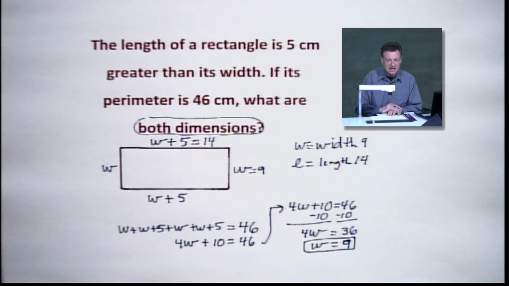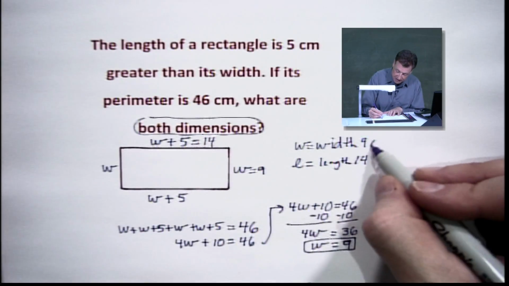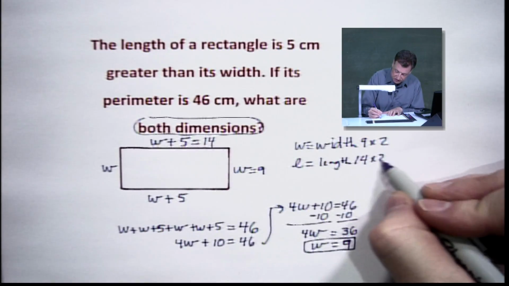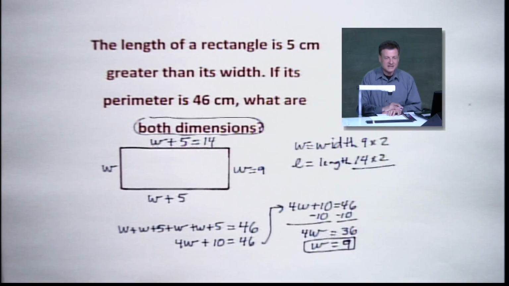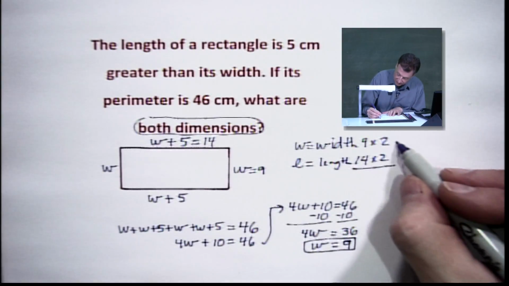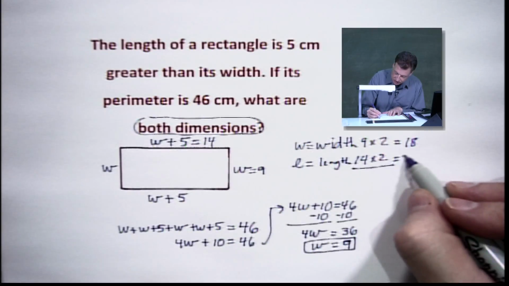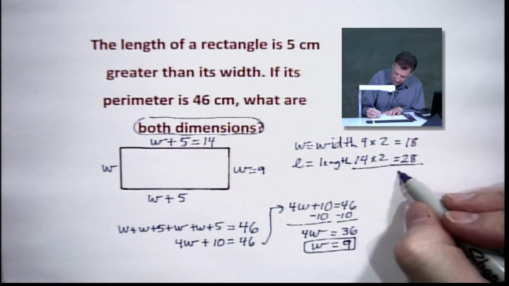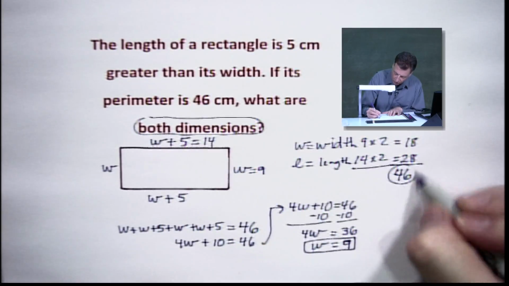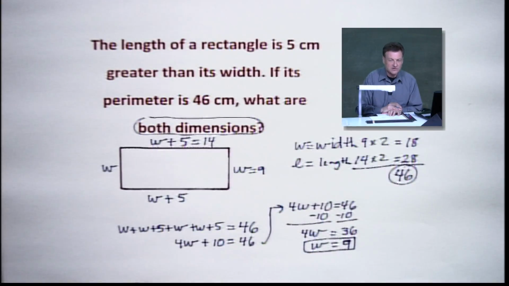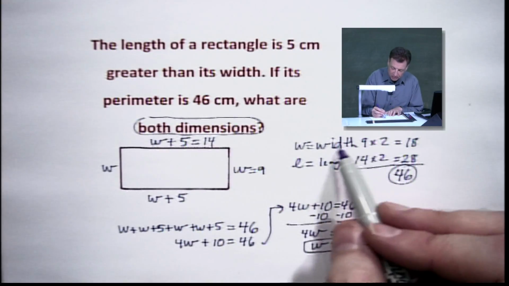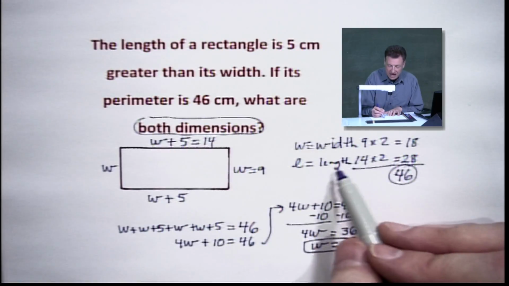The question is, if we multiply this by 2 and this by 2, will these add up to 46? Well, let's see. First of all, 9 times 2 gives us 18. 14 times 2 gives us 28. I add those together, I count 46. It's a good answer. So that's what we want to check here. Remember, there's 2 widths and 2 lengths. How do we get that length? I put an L there for the length, but you know what it is?